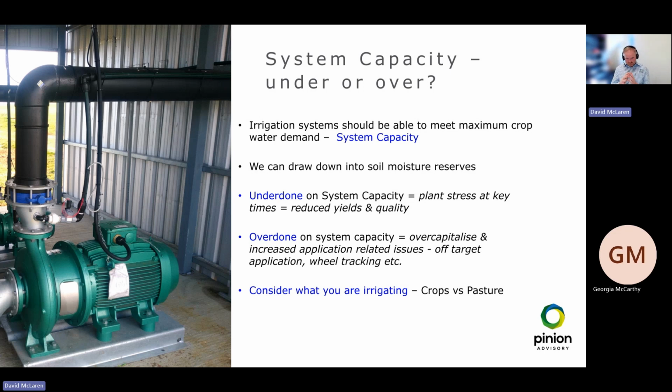Then if it's overdone, there's also issues. So you can end up spending way too much money on capital, like bigger pumps and pipes than required. You can have increased application rates. You can have the average application rate at the end of the pivot being too high, lateral movement of water, wheel rutting, and a host of other issues. We'll unpack some of these issues later in the presentation, but what's important is that we need to consider what we're irrigating, crops versus pasture, understand that we need to meet the maximum crop water demand and get the system capacity right.